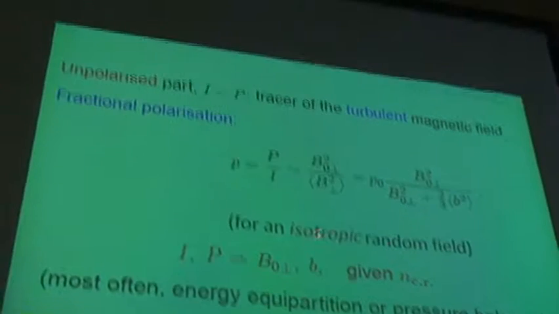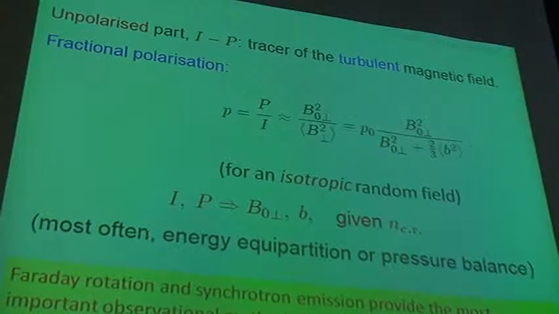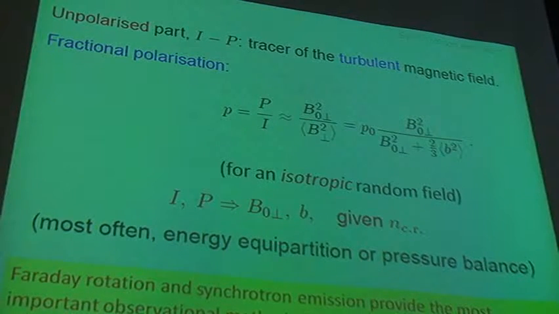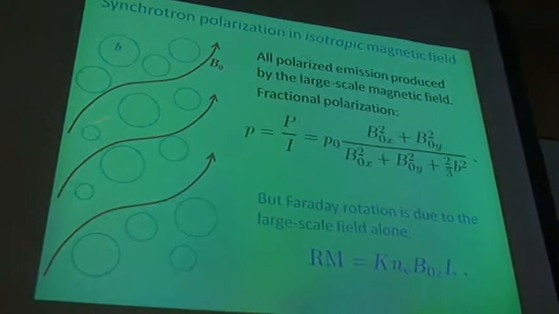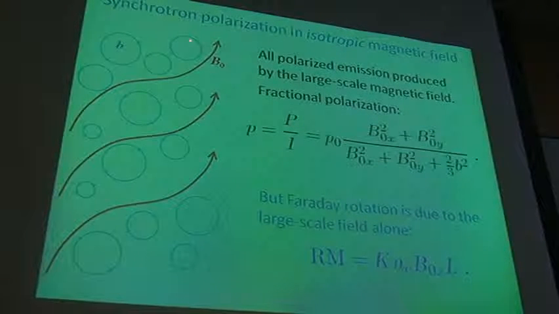Isotropic random field produces zero net polarization. So here, for example, if you have a large-scale field B0, and on top of that there is a small-scale random field, which is statistically isotropic. For simplicity, I made all the turbulent cells just round, with closed magnetic lines. Of course, reality isn't that simple. Then, indeed, what I just said is true.